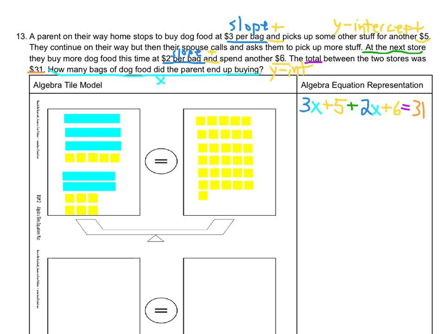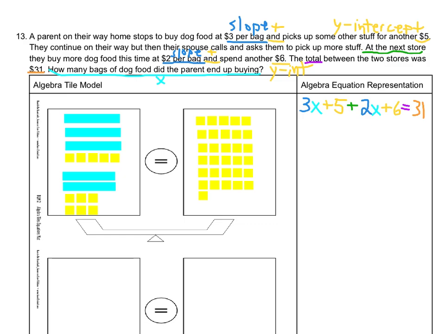This next store, we have $2 per bag of dog food, plus another $6. So 3x plus 5 plus 2x plus 6 together is our total, which equals 31. On the left-hand side of our algebra tiles, we have 3 x's and 5 1's, followed by 2 x's and 6 1's. On the right-hand side, we have 31.